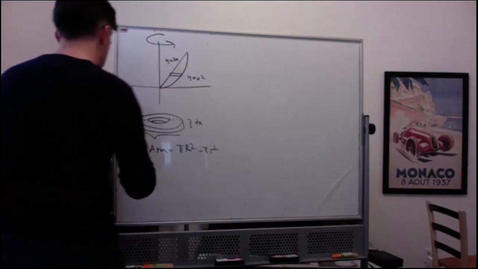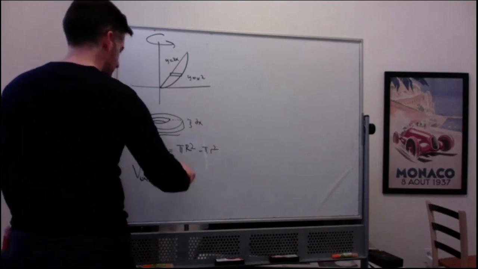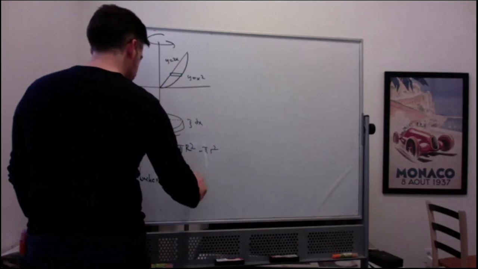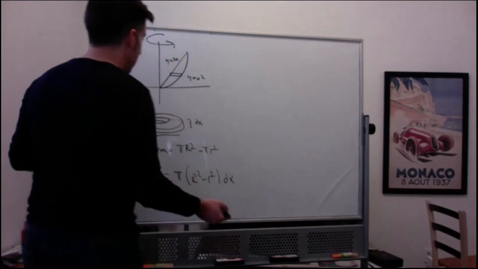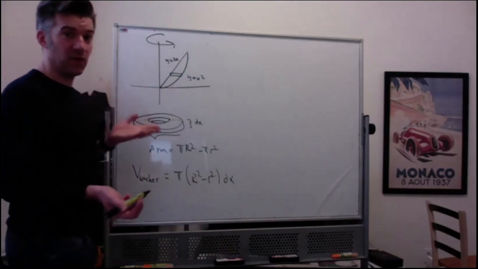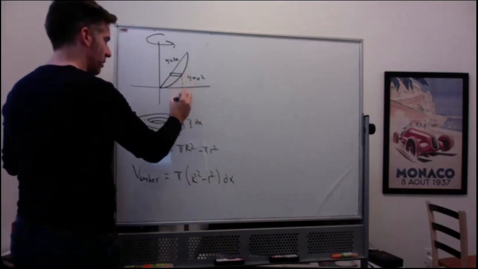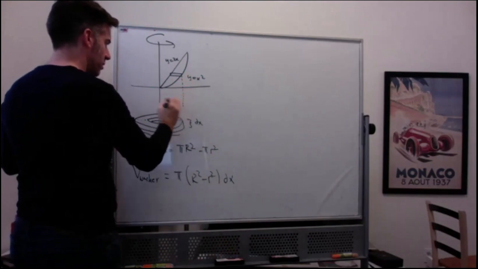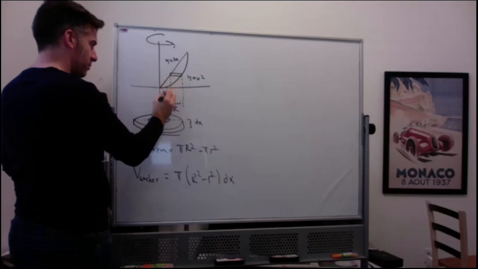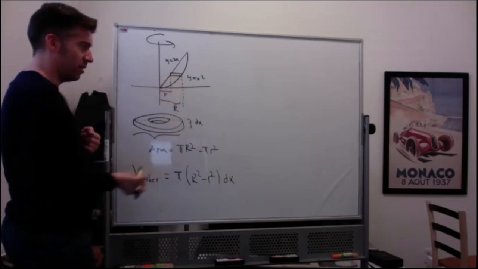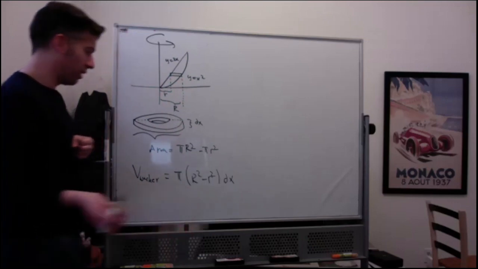So the volume of my washer is pi times big R squared minus little r squared dx, where the big radius is the function that's further from the axis of rotation. So thinking about this, that's my larger radius. That's my smaller radius. But since things are, ooh, I made a small error.